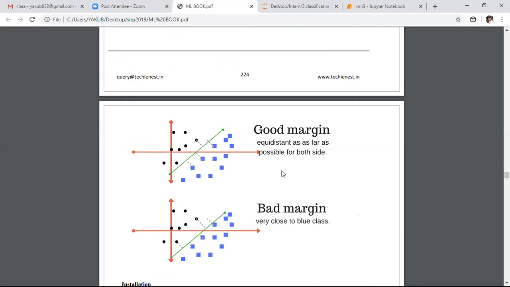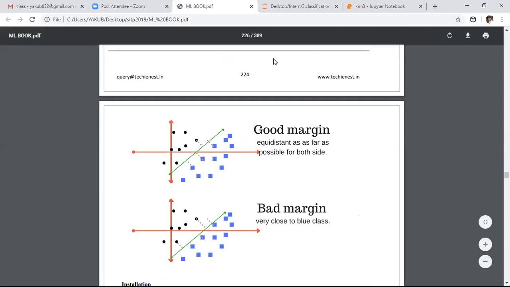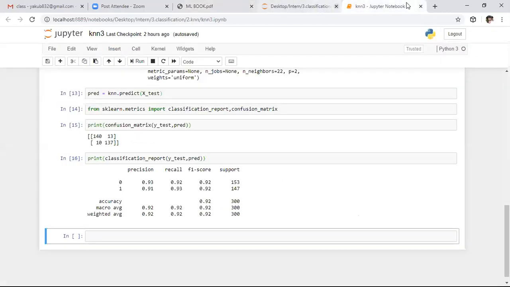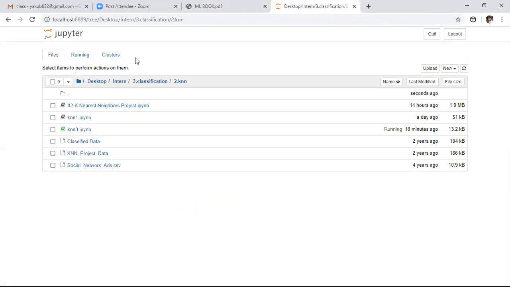Don't worry, after finishing this session, I will forward you the intuition videos, intuition lectures. Go through those videos, you will get to know everything. So here I want to apply this SVM algorithm on our previous data only.